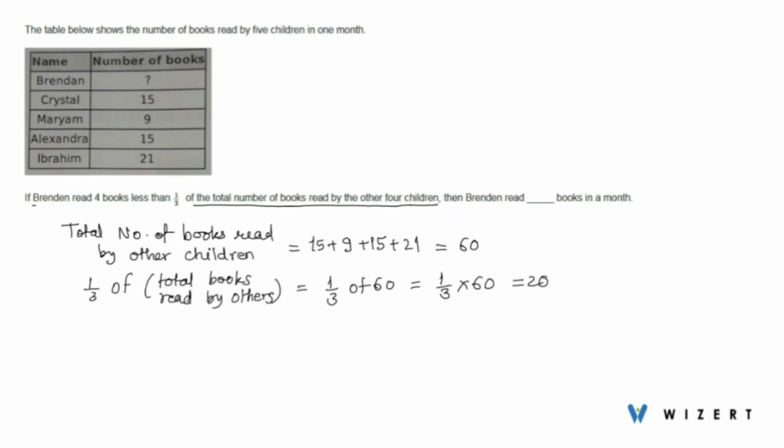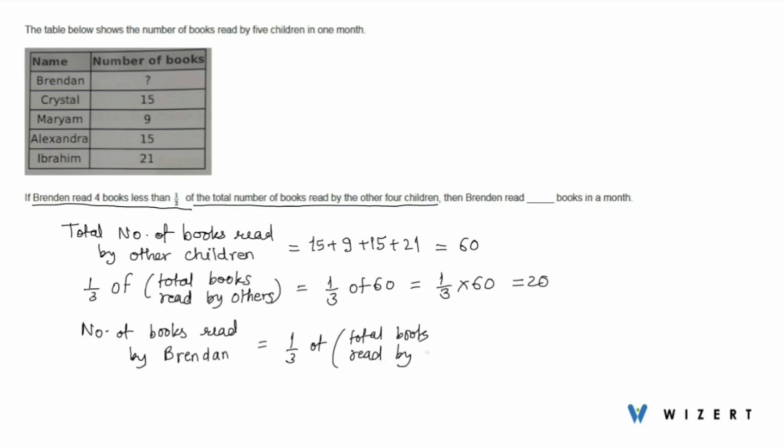Now it is given that Brendan read 4 books less than that. Number of books read by Brendan is equal to 4 less than, that is, one third of total books read by others minus 4. This is the number of books that Brendan read.